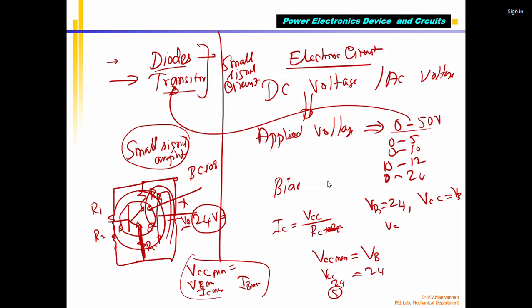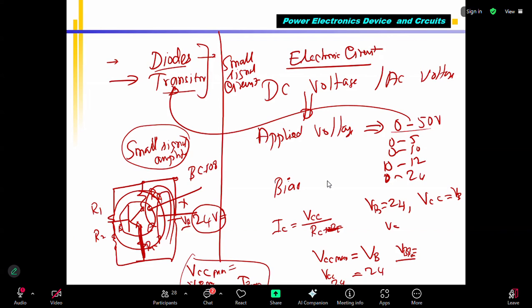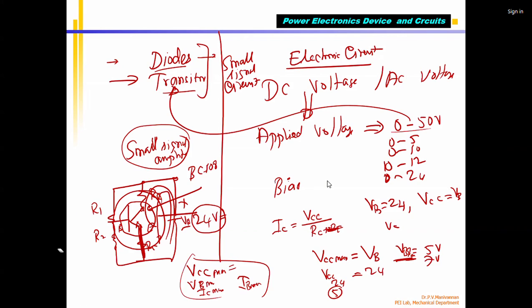Okay, you are correct to some extent. What you are talking about is VBB max. You said 5 volts, no? For many transistors, the maximum base voltage you can apply is 5 volts or 7 volts. Most are like that. But if you go to a power transistor, it can be 100 volts, 50 volts also. Okay, no issue. Don't worry about that. I am trying to make you remember.